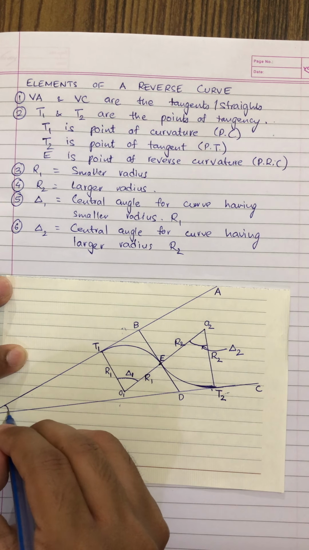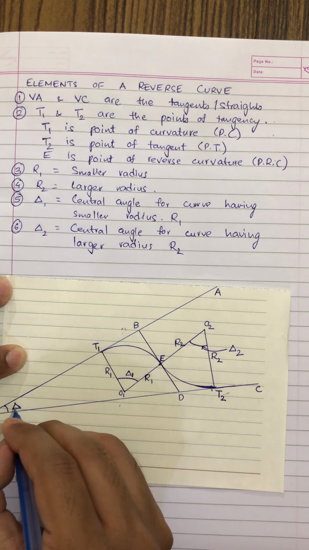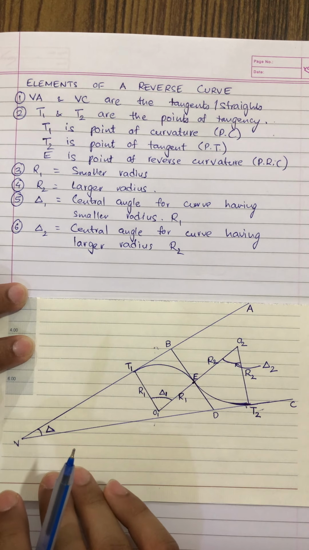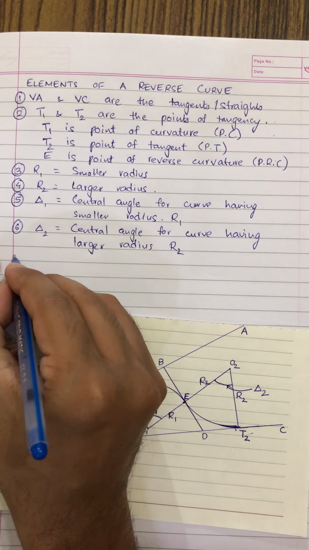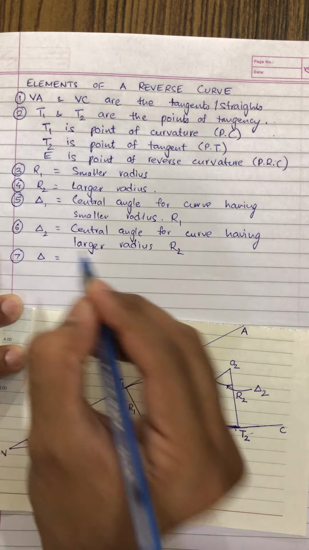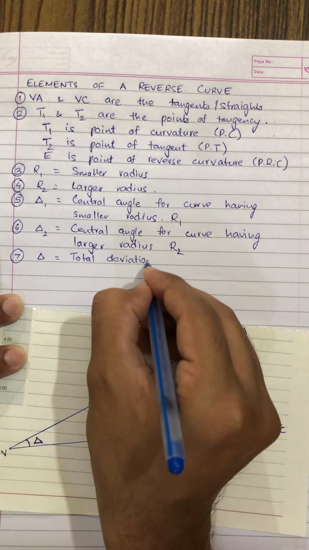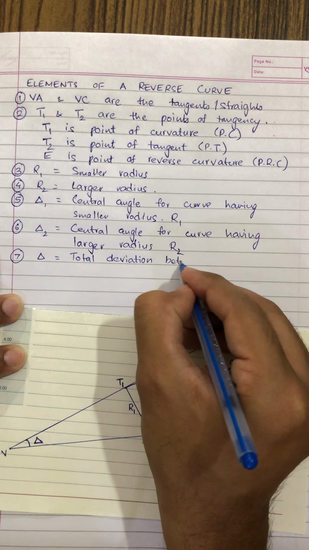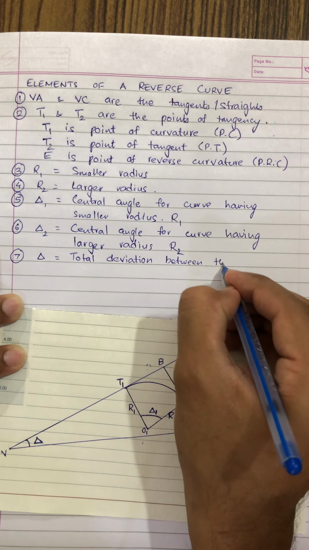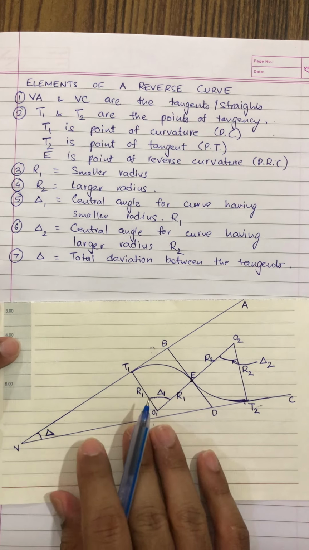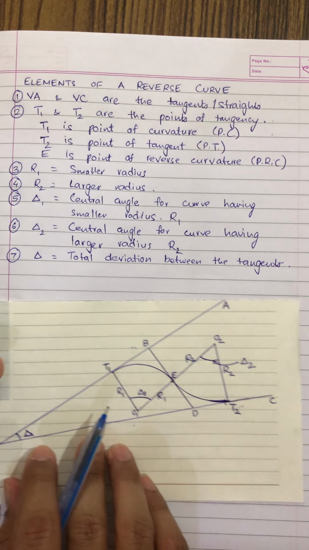Let us say that here at the angle of intersection, it is given as delta. It is given as delta, and this delta is actually the total deviation between the tangents. Total deviation between the tangents. Okay, this delta is the total deviation between the tangents.